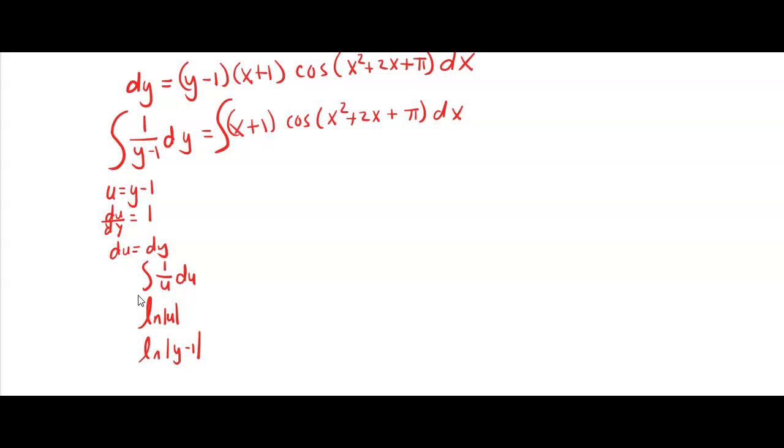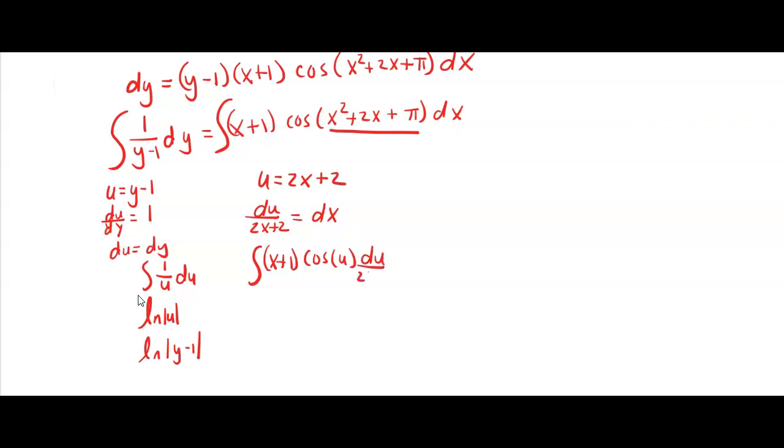Let's do this other side. On this other side, what do you think the u would be? The u is going to be this guy here. Pi is just a number, so it goes away. Now let's go ahead and substitute our stuff in there. We have x plus 1. We have cosine of u and du over 2x plus 2.